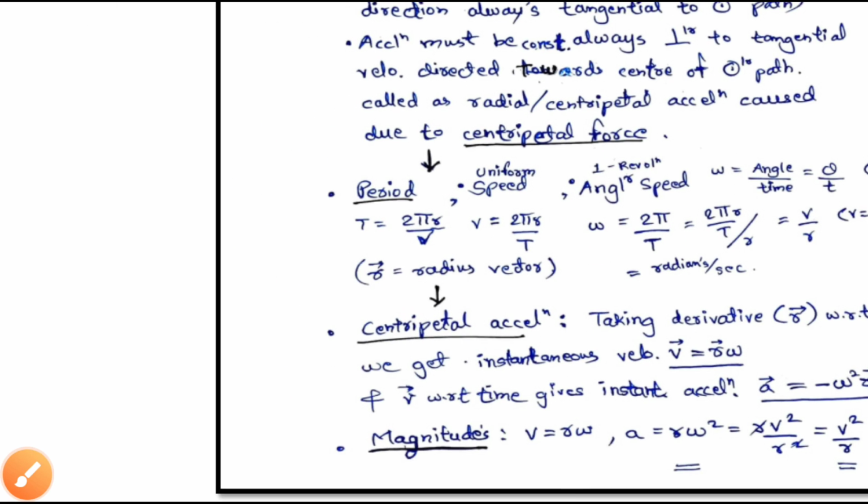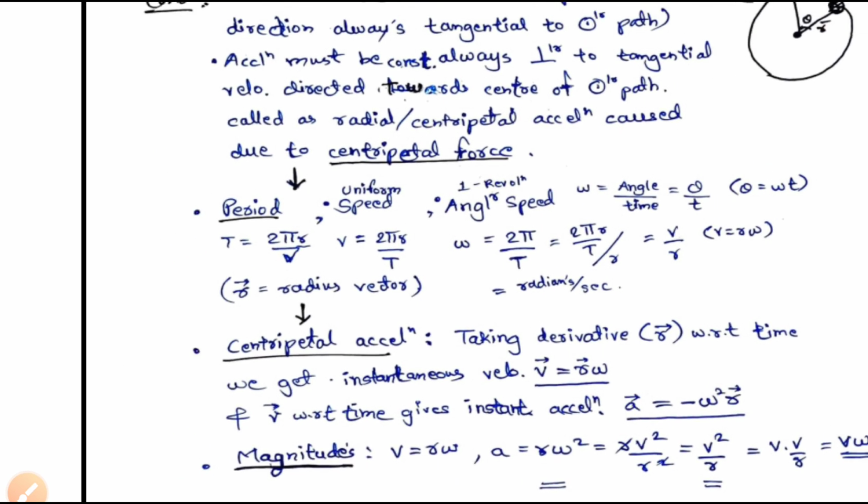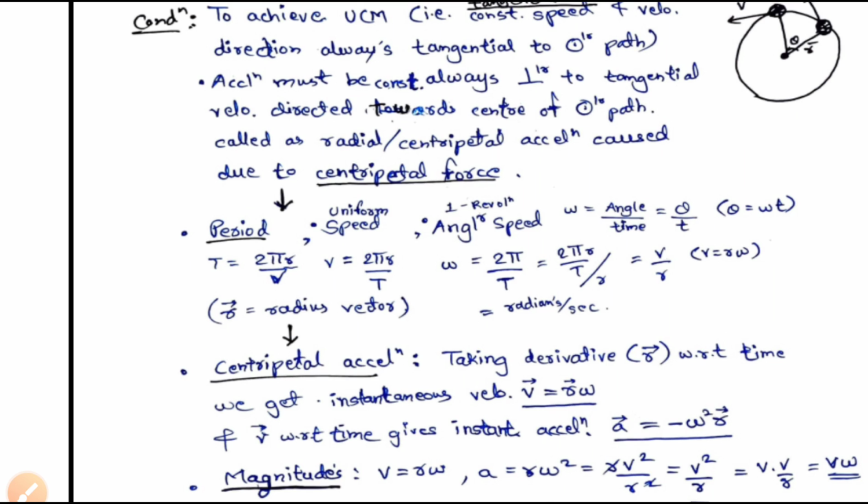So here A is equal to minus r omega square, where the minus sign specifies that the angular acceleration, particularly the centripetal acceleration, the instantaneous acceleration, is directed opposite to the direction of the radius vector.